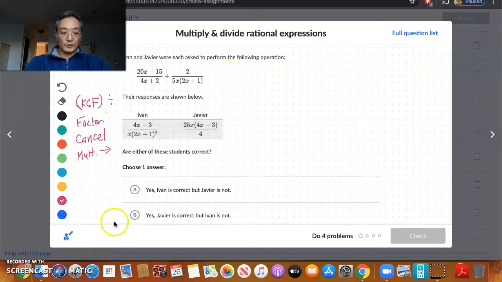Now this question doesn't ask us for any kind of restrictions, but you know what? Let's find them anyway. Let's give more than what the question is asking for. So we're going to try to identify the restrictions to the domain first. So what are the restrictions to the domain?